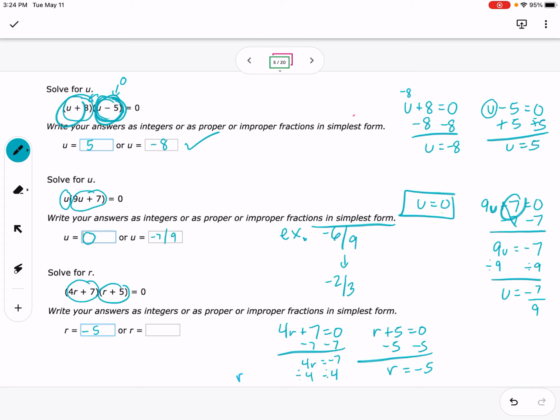And once again, I'm not going to actually do the math here. This is going to become negative 7 over 4. I'm going to type negative 7 slash 4 into IXL. All right, it's going to be your turn to try now.